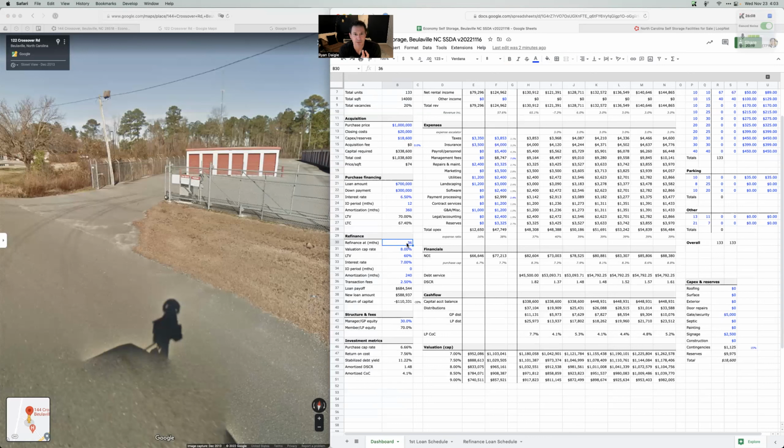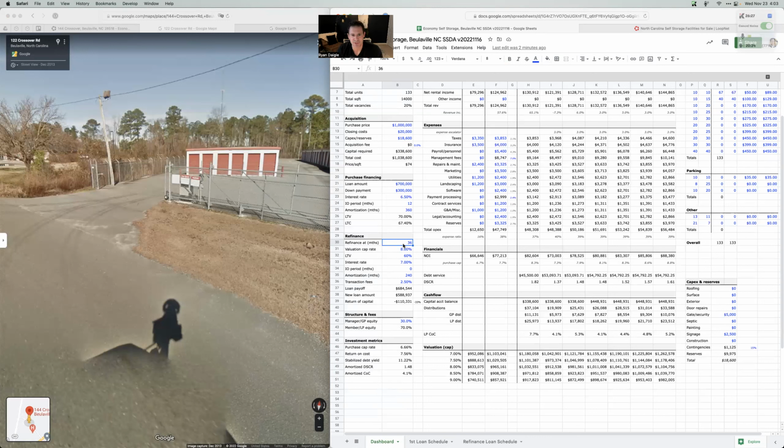Second, I want to look at my return on cost, to know if I have a margin of safety against what assets are going for compared to what I put into it. And third, I'm looking at the cash flow or the DSCR throughout the life of the deal. So let's look at each of those items.